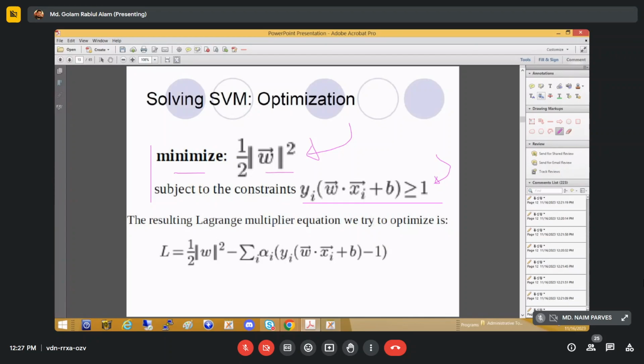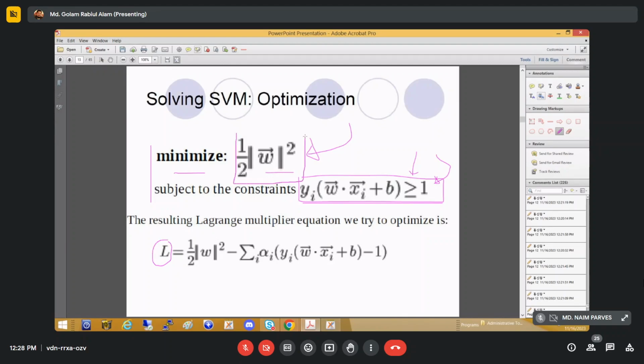At first, we need to make this constraint an equality, since it is an inequality, greater than or equal to 1. So it will be yi(w·xi + b) minus 1, if we shift this 1 to the left-hand side, then it is equal to zero. So that is the equality form.